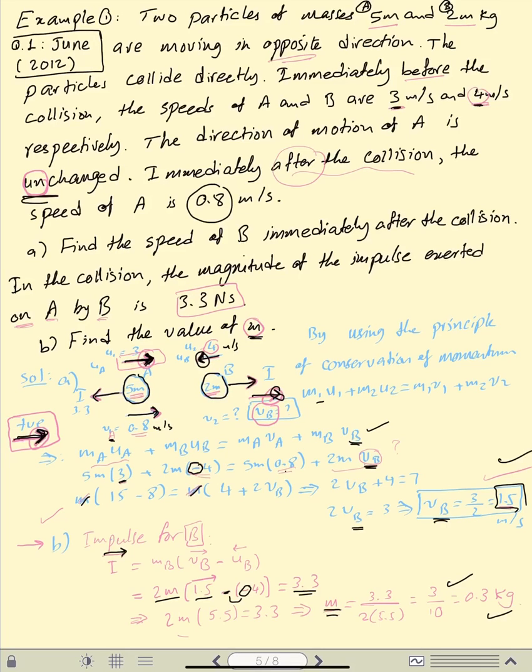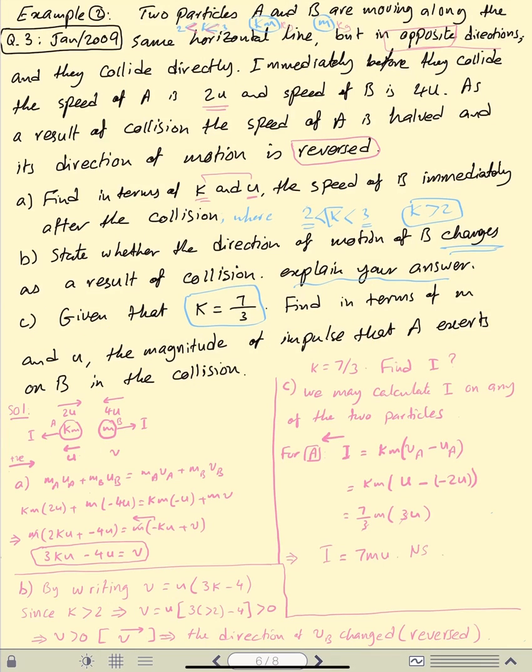This is an almost straightforward question. Let's move forward to a different type of examples or problems.